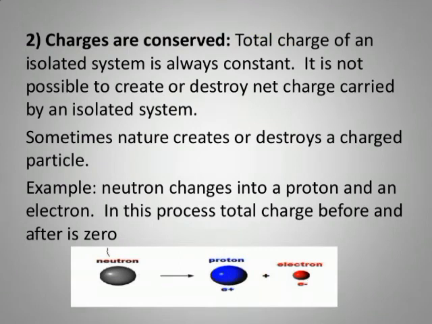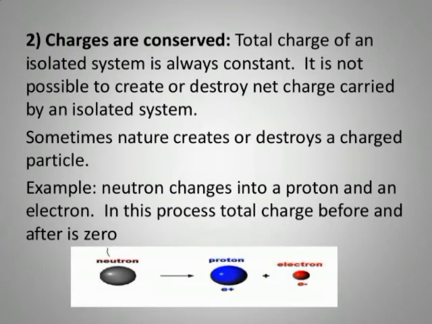There is one example also for you. For example, a neutron changes into a proton and an electron. So your neutron is changing into a proton and an electron. And you can see in this equation the neutron is a neutral charge, and now you can find a proton and an electron, e plus and e minus.